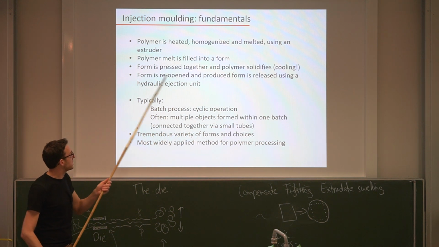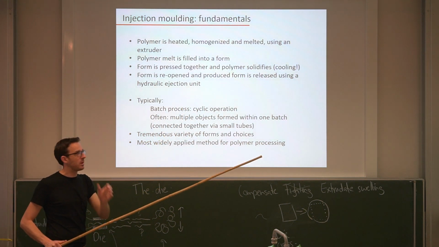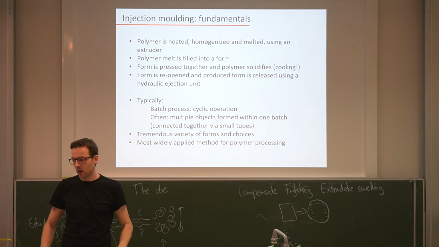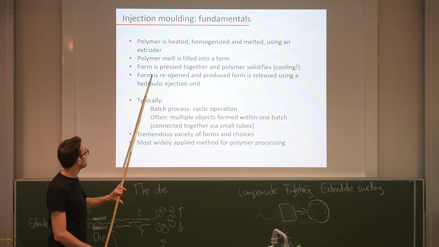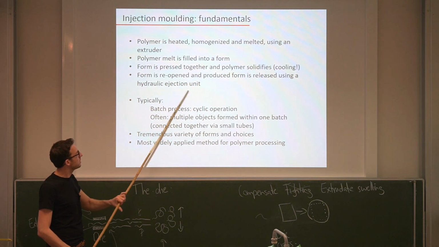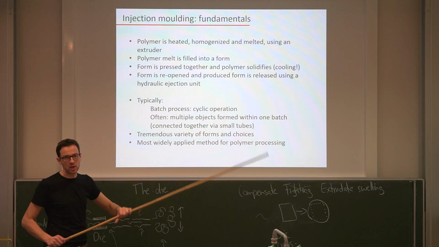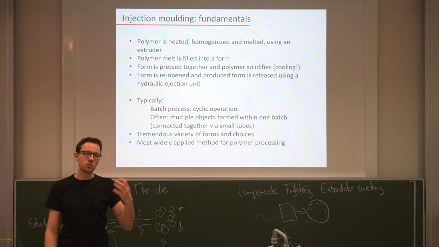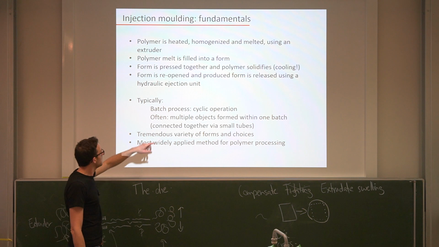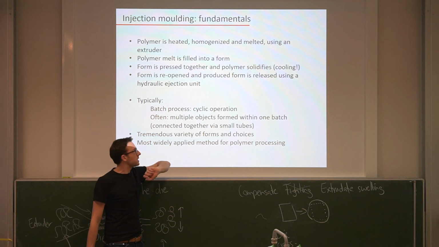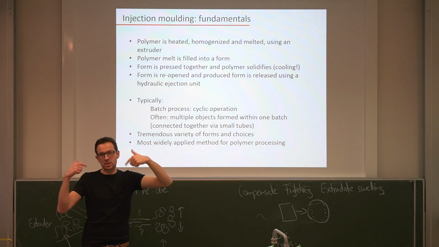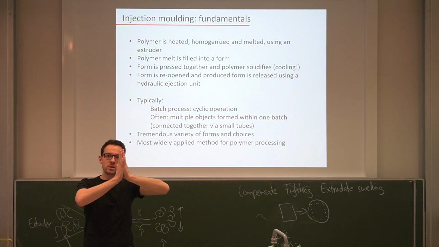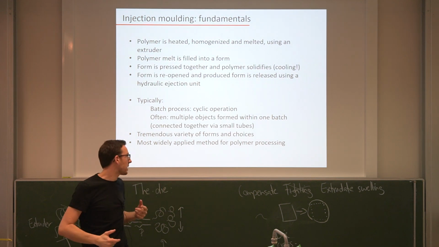And then we fill this polymer melt into a desired form, similar to our Play-Doh material here. And we press the form together to create a three-dimensional object and let the polymer solidify by cooling. And as it cools, we can open the form and eject, using some hydraulic ejection, our polymer material. So you see, in contrast to the extrusion process, this injection molding process is a batch process. So there's always a cyclic operation. You continuously fill in, squeeze, and eject your material, and then you restart again.